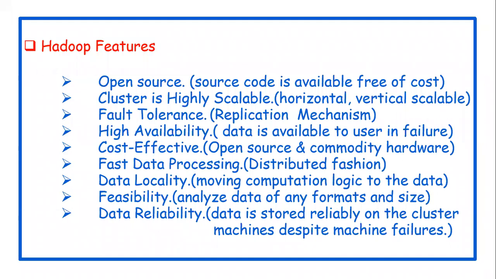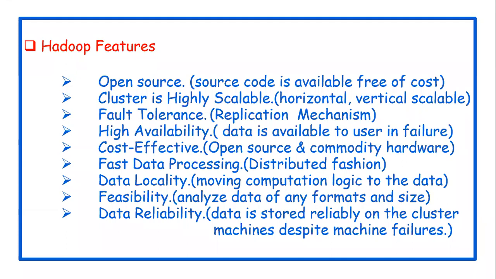Next one is data locality. Data locality means moving the computation logic to the data. Whenever you start the computation, there is no need to go to any other place. Just go to the data location and implement the logic. So the logic is there and the data is there; both are available. Next one is feasibility. There is no inconvenience, even though the data is in different formats or very large, because Hadoop is able to handle any type of data and any size of data.